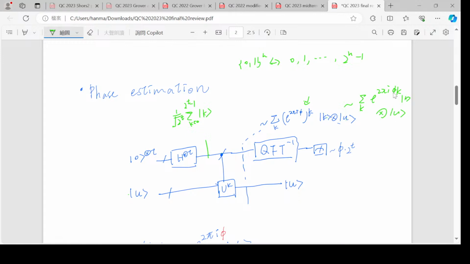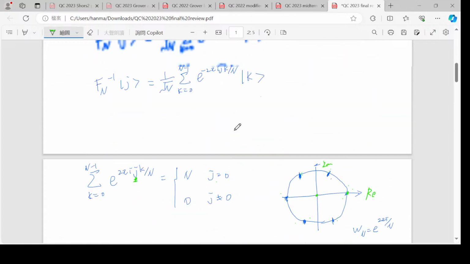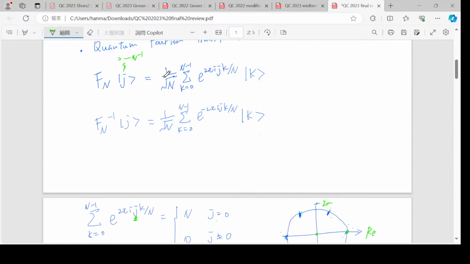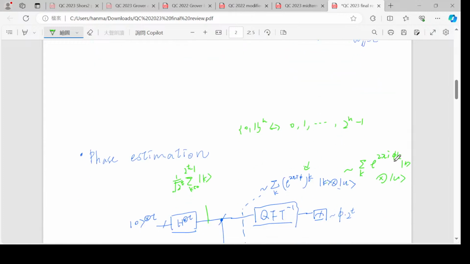And now you look at this and compare it to your Fourier transform here. You see it's very similar. We were being lazy, but you still have this 1 over square root n here. So what you get is a lot like this, but instead of jk over n, you have phi k here.